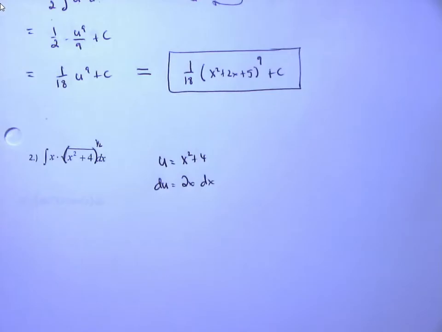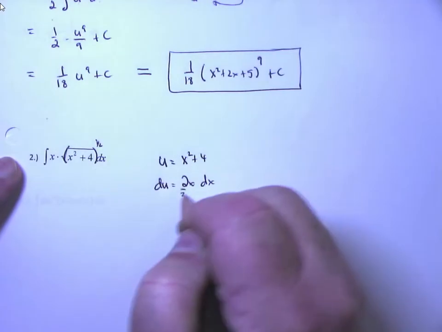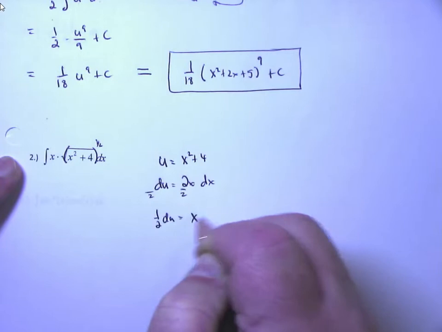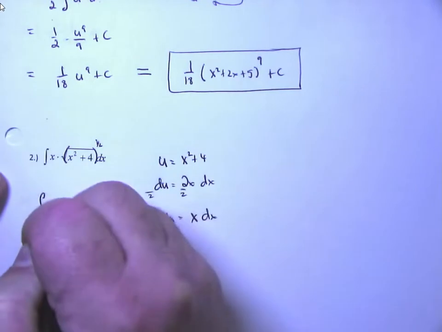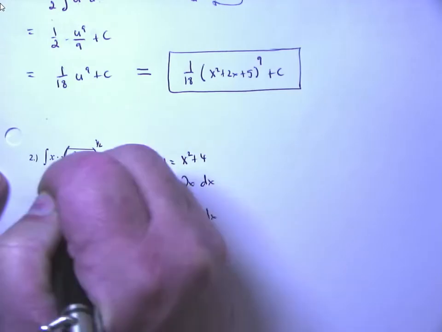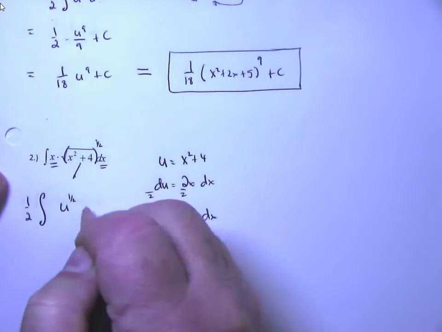Well, I don't have a 2x dx waiting for me, but I have an x dx, so I can maneuver the constant, divide by 2 on both sides. So I get 1/2 of du equals an x dx. So when I substitute, this part becomes u to the 1/2, and the x dx gets replaced with 1/2 du. Save myself some time. Constants go out front, 1/2, and the du goes in the back.